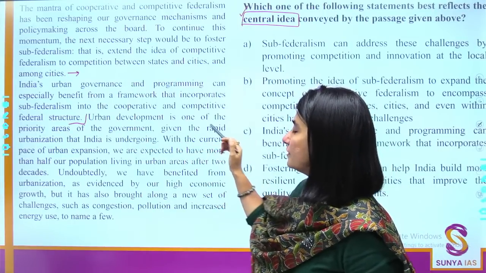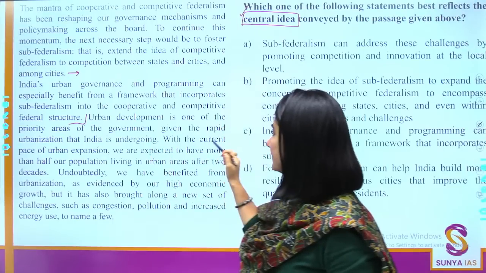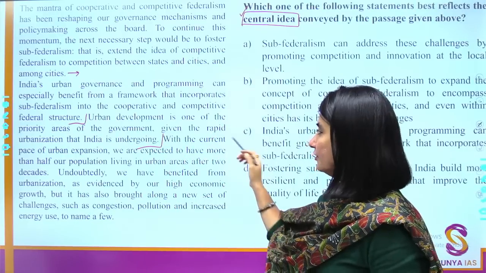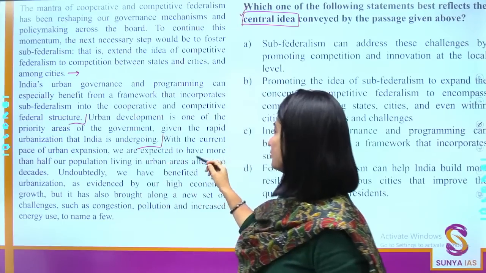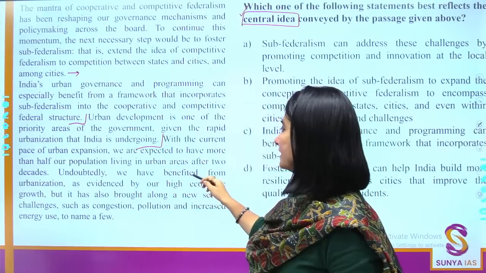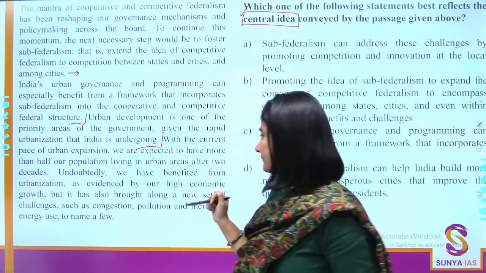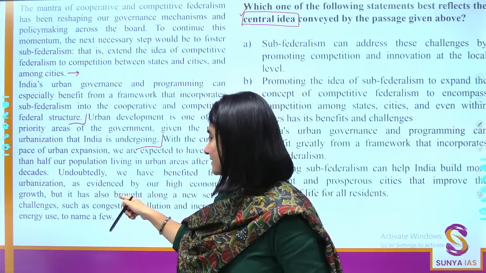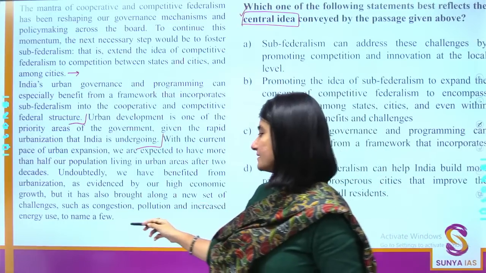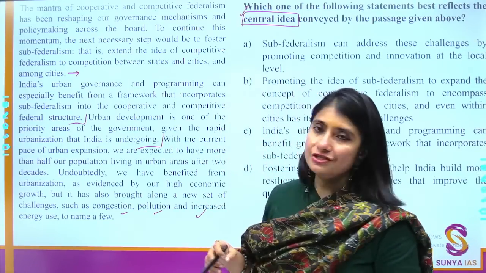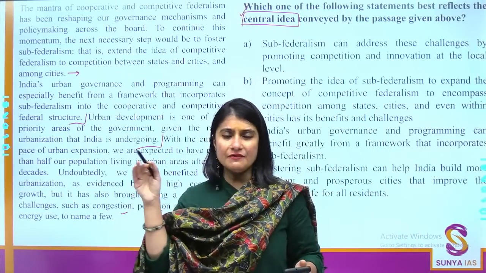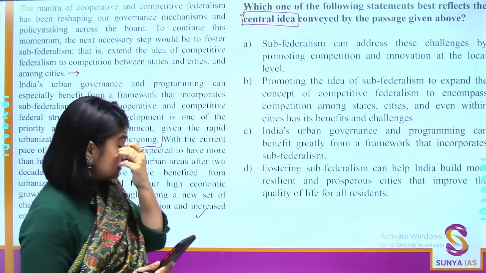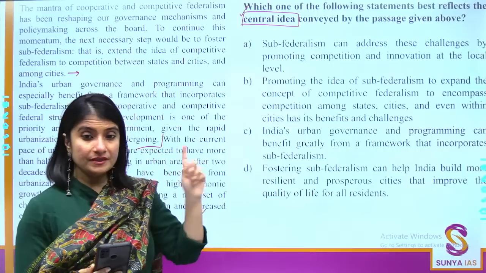Urban development is one of the priority areas of the government, given the rapid urbanization that India is undergoing. So now we are talking about urbanization. With the current pace of urban expansion, we are expected to have more than half of our population living in urban areas after 2 decades. Undoubtedly, we have benefited from the urbanization as evidenced by our high economic growth, but it has also brought along a new set of challenges such as congestion, pollution, and increased energy use, to name a few. So we're talking about taking federalism to the last tier, and then we are talking that it has two sides, beneficial as well as it has negative impacts. So let's start reading this passage.